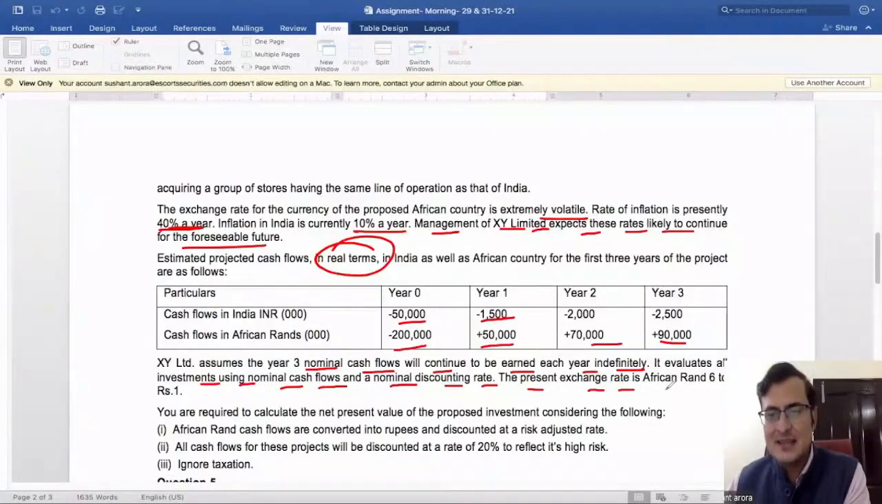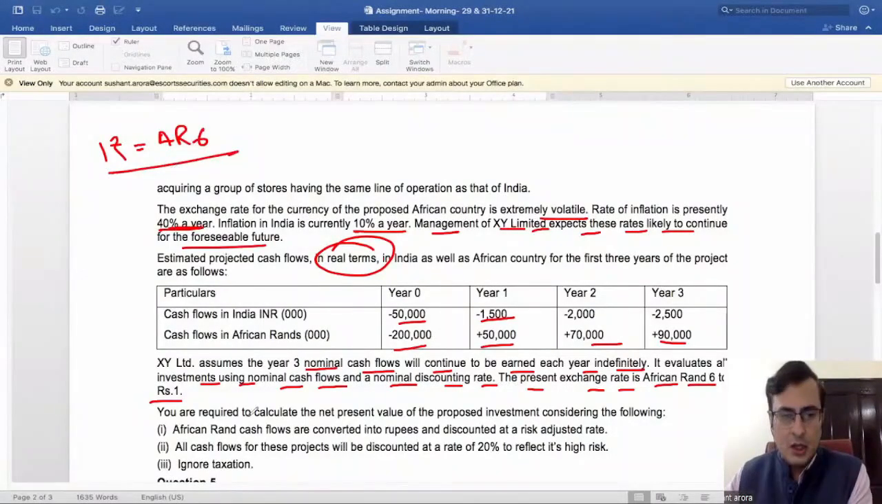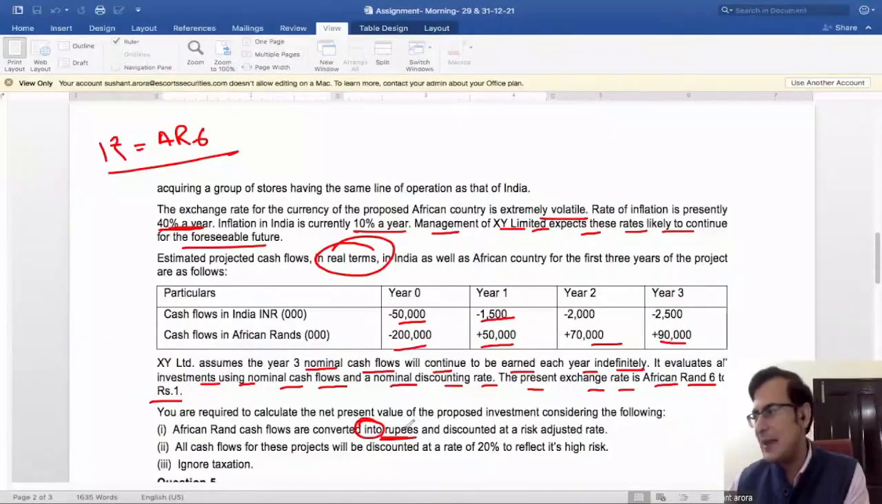The present exchange rate is African Rand 6 to rupee 1. So this is a direct quote. You can convert into an indirect quote. So 1 rupee is equal to African Rands 6. You are required to calculate the NPV of the proposed investment considering the following: that African Rands cash flows are converted into rupees. So now tell me, is it a home currency concept or is it a foreign currency concept? Can anybody tell me?